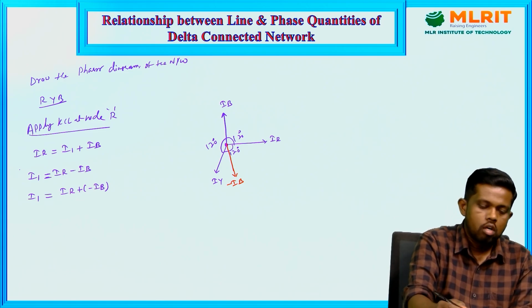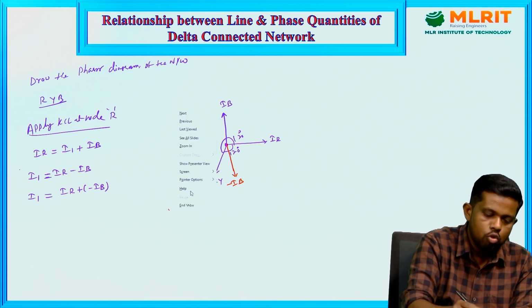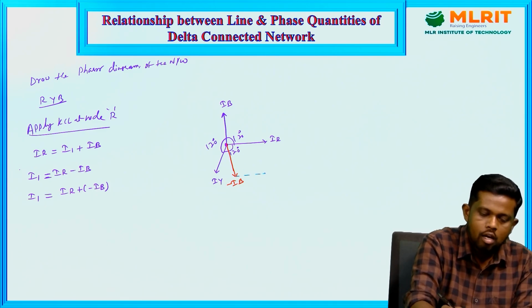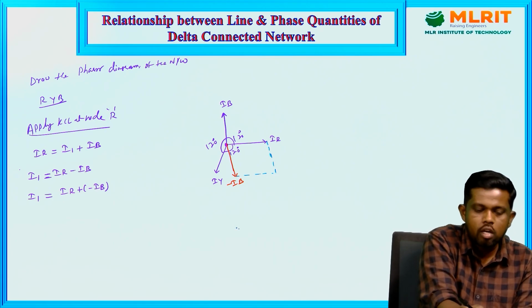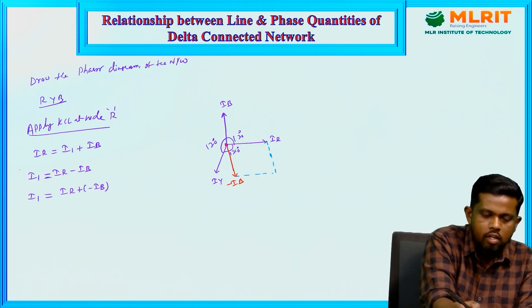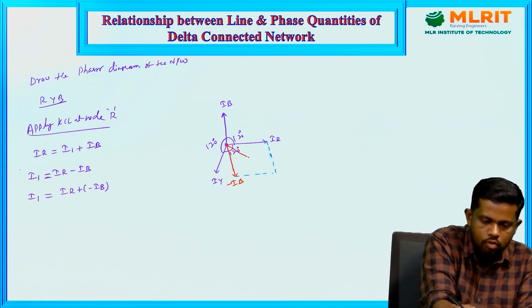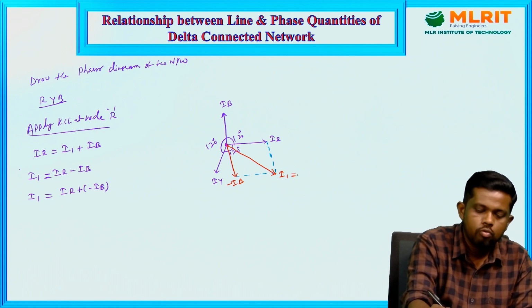Then we join these two vectors with the help of two parallel lines, and we get the resultant as I1. This is the parallel line of IR and the parallel line of minus IB. Both meet at a common point, and from this point to here we get the resultant. So this is I1, which equals IR plus (minus IB).